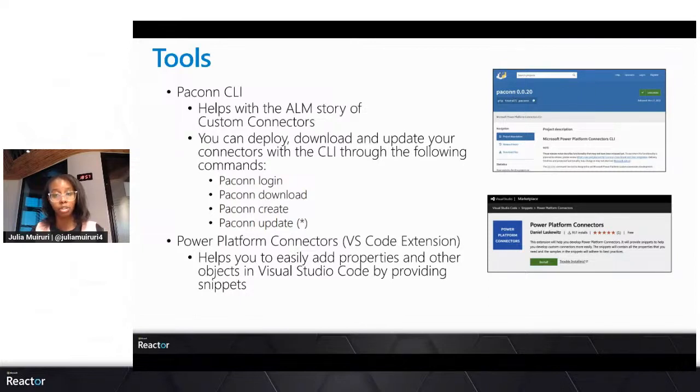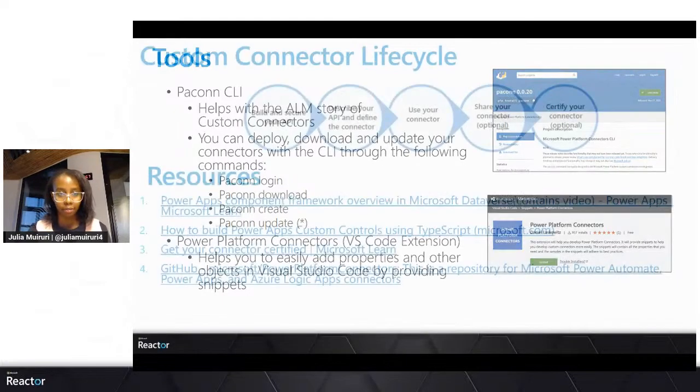So you'd basically install Pacon. You can install it using the command pip install pacon. Of course, you would need to have Python installed, and then that would make it accessible from VS Code. You can log into your account and then download your connector, make updates on it, and then submit it on GitHub. And then the second tool is the Power Platform Connectors extension that I briefly talked about towards the beginning of the presentation, which can also help you interact with your Power Platform environment. And I believe that's it.